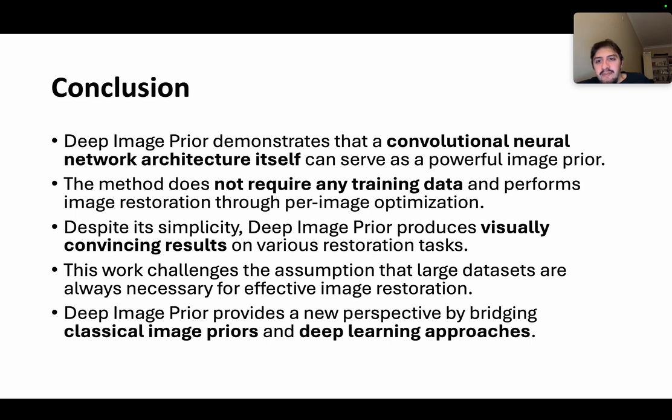In conclusion, deep image prior demonstrates that a convolutional neural network architecture itself can serve as a powerful image prior. The method does not require any training data and performs the image restoration through per image optimization. Despite its simplicity, deep image prior produces visually convincing results on various restoration tasks. This work challenges the assumption that large datasets are always necessary for effective image restoration. As I said, deep image prior provides a new perspective by bridging classical image priors and deep learning approaches.